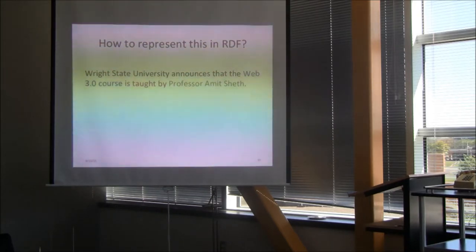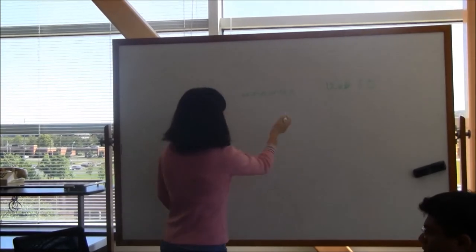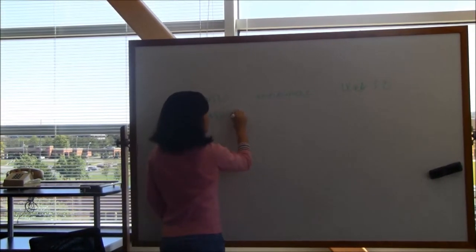If I take the course as Web 3.0, like Resnet announced Web 3.0, Web 3.0 taught by... So what if this semester it may be taught by Dr. Shet, and in the next semester it will be taught by Dr. Brissett, for example, right? In that case, if you represent it in the graph, you see the difference. Let's say this is Resnet announced that Web 3.0, right? And in this case, it says that Web 3.0 is taught by.